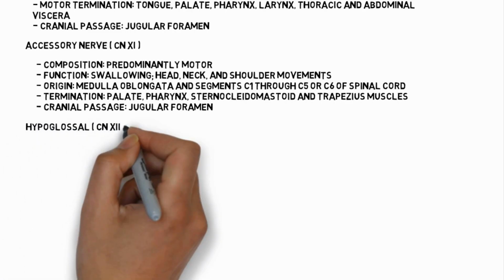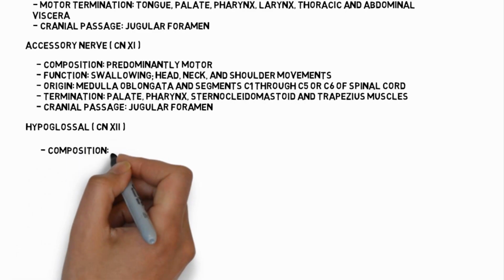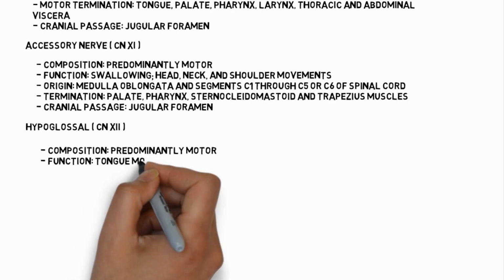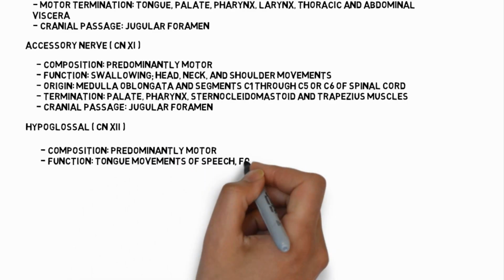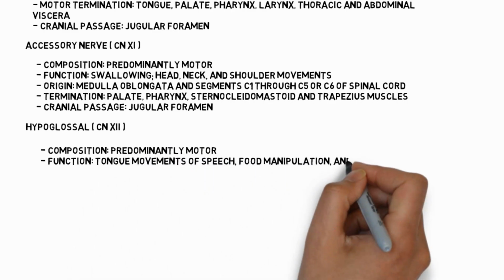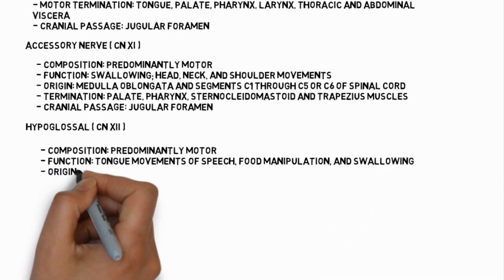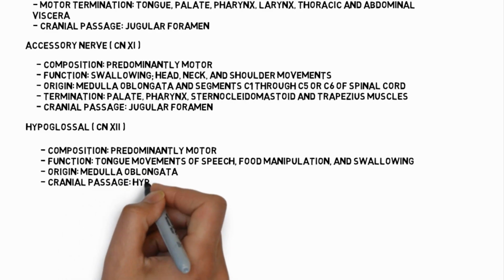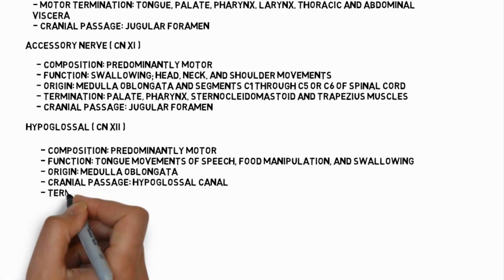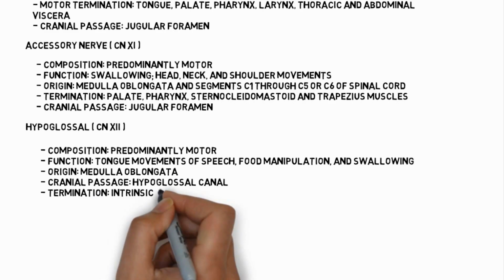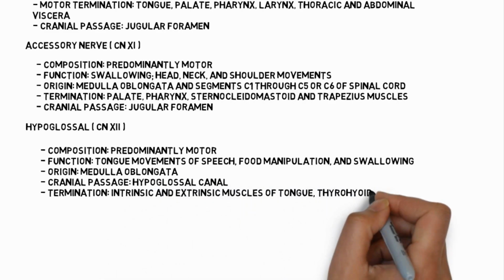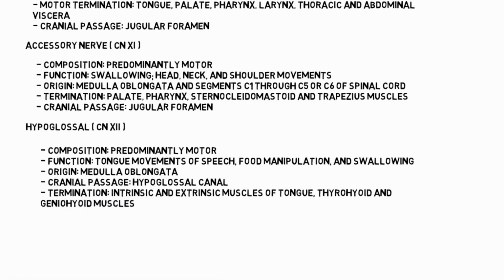Next is cranial nerve 12, that is hypoglossal nerve. It is also predominantly motor nerve. It supplies motor fibers to muscles of tongue except palatoglossus, which is supplied by vagus nerve. It originates in medulla oblongata, terminates in intrinsic and extrinsic muscles of tongue, thyrohyoid and geniohyoid muscles. It passes through hypoglossal canal.